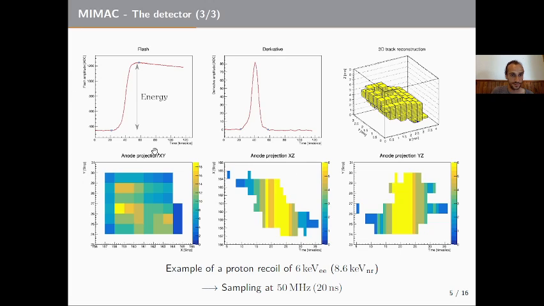On the upper left you see the measurement on the grid, which is the integral of the charge versus time, and from this we extract the energy of the signal. On the lower left you see the measurement on the anode. Thanks to the pixels we have access to the position of the charges. Since we know the drift velocity of the electrons in the gas, and that we sample every 20 nanoseconds, we can superimpose those 2D images to reconstruct the track of the particle in 3 dimensions. This is what is shown on the upper right, and here you see that there is a direction of this recoil. This example is a measurement of a proton recoil of 6 keV in ionization.